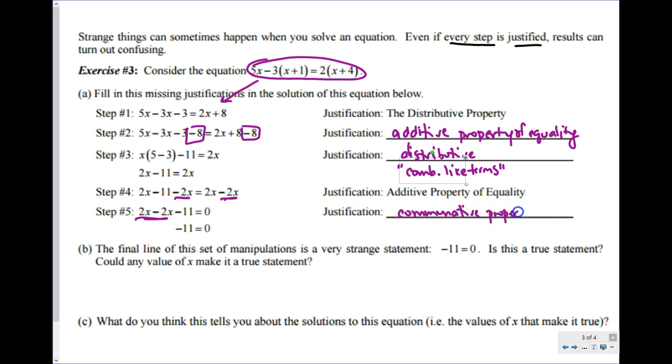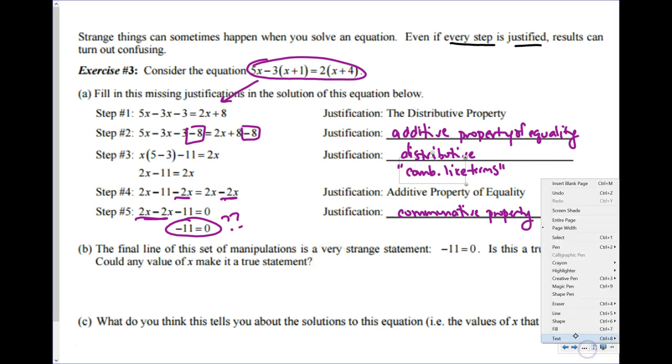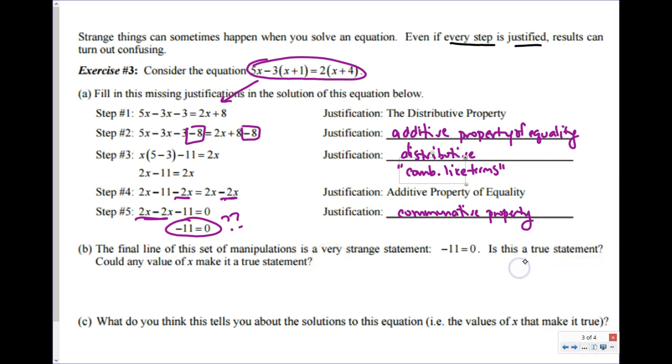And even though every step is justified, look what ends up happening at the very bottom. Look at that. Is negative 11 actually equal to 0? No. So let's take a look at B. The final line of this set of manipulations is a very strange statement. It says that negative 11 equals 0. Is this a true statement? No. Negative 11 does not equal 0.